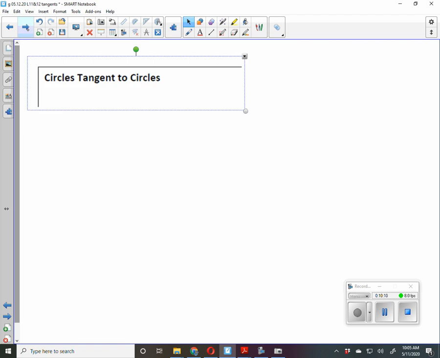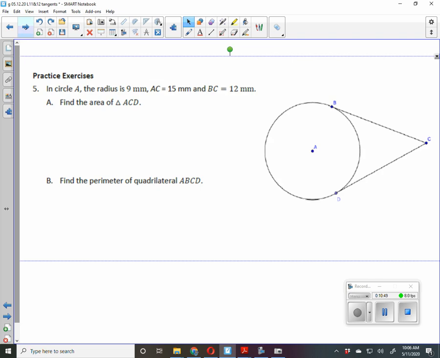Circles tangent to circles. Again, you're looking at a situation. Whoa, let's try that again. If they're tangent, they're going to be touching in one place. The question is, could a circle be tangent from the inside? Well, that's an interesting way to look at it, and yeah, it can be. You can create multiple circles that are tangent to each other. All right, let's take a look at the examples that we have here.